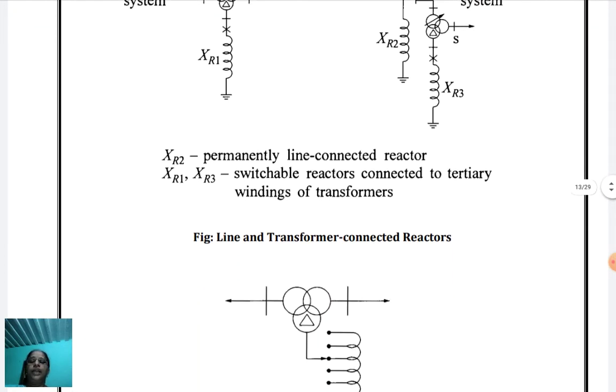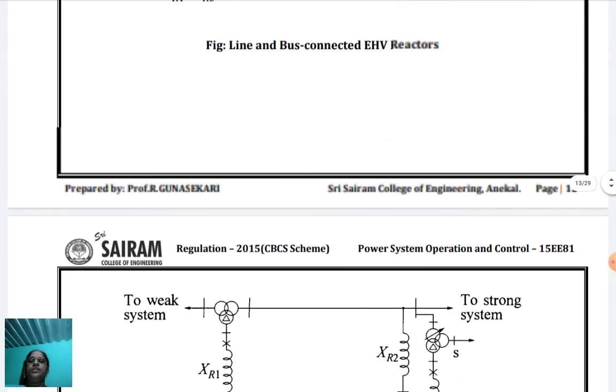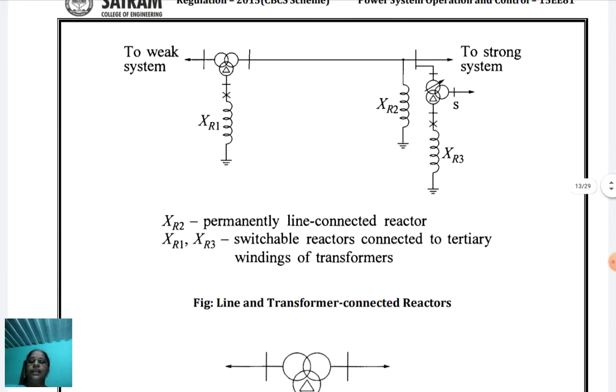Then line and transformer connected, that is the reactor. The previous one is the line and bus connected reactors. This is the line and transformer connected reactor. So weak system, strong system.